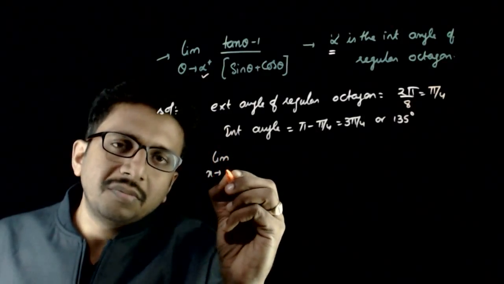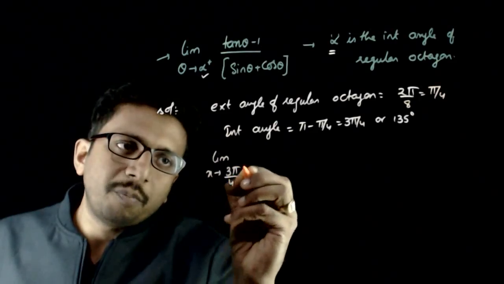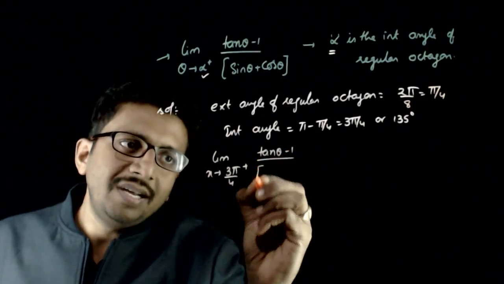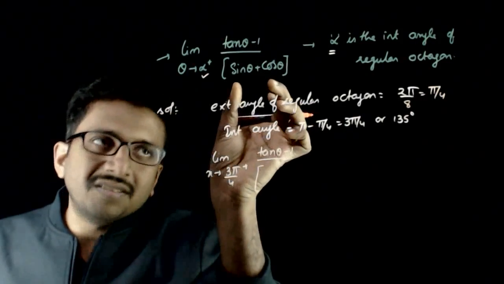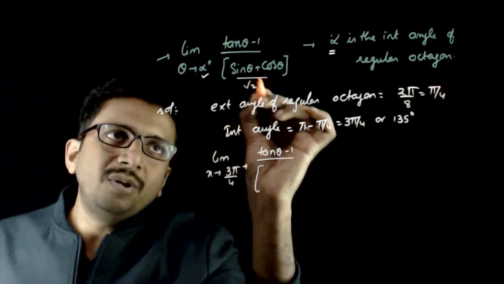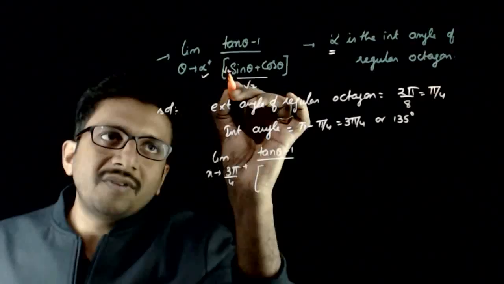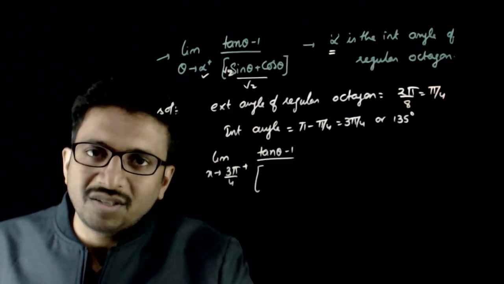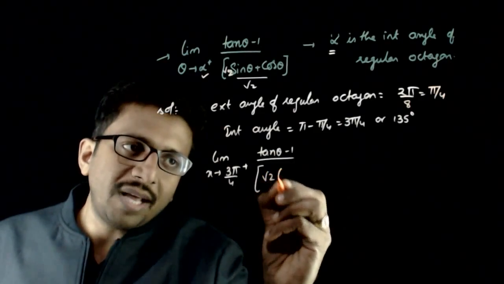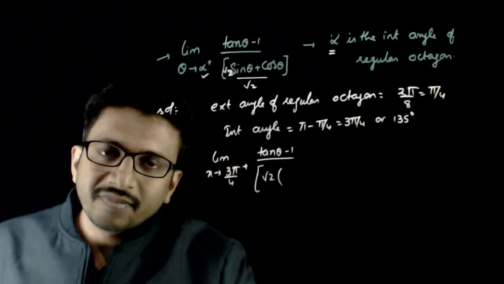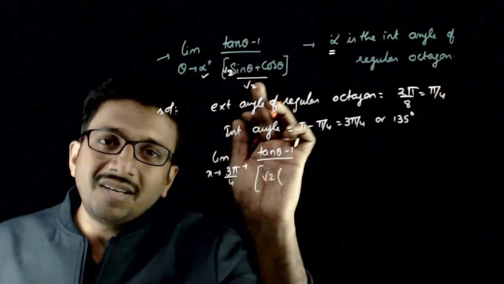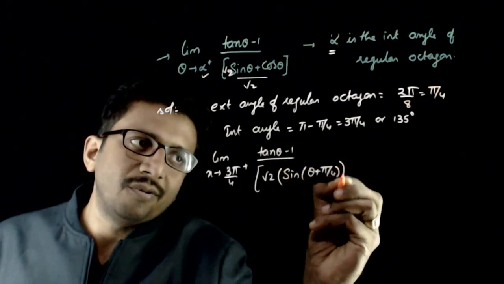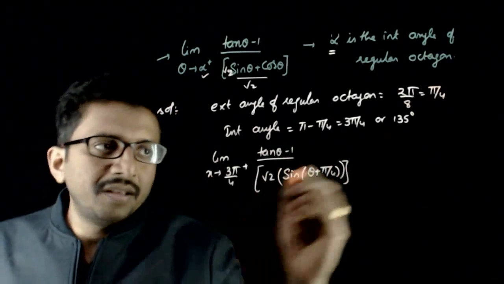Limit theta tends to 3 pi by 4 plus of (tan theta minus 1) by the integer part of sin theta plus cos theta. Let me try to simplify this. I'll multiply and divide by root 2. This is a very standard manipulation that we do. We divide by root of a square plus b square and multiply with root of a square plus b square. So what becomes of this is root 2 times (sin theta by root 2 plus cos theta by root 2), that is sin theta cos 45 plus cos theta sin 45. It is nothing but sin of theta plus pi by 4.